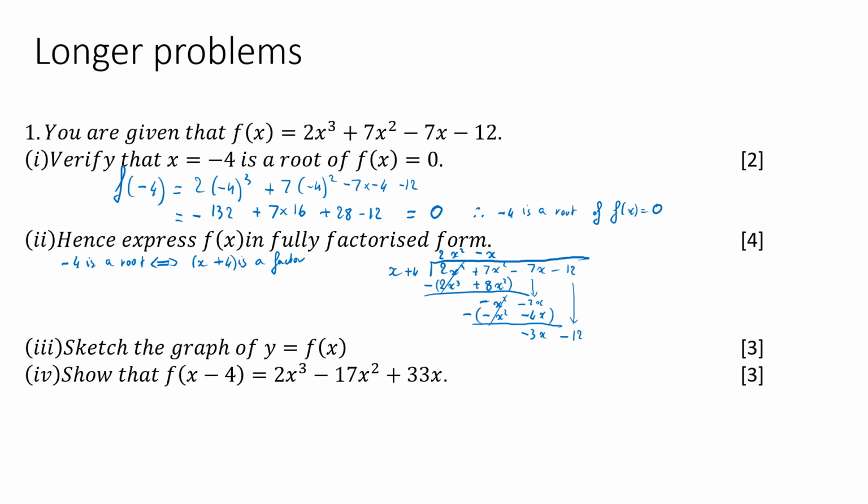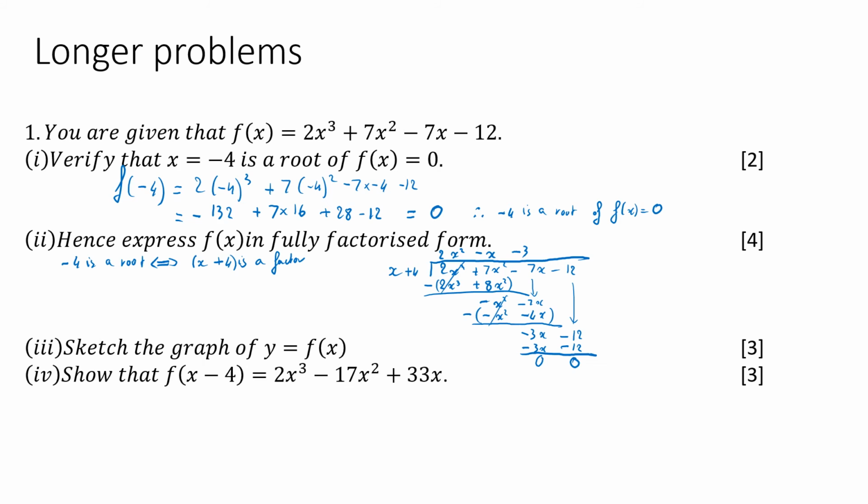I've got minus 3x as my lead term, and I divide that by x plus 4, so I really need to divide by minus 3. Minus 3 times x is minus 3x, minus 3 times 4 is minus 12, and then when I subtract here, I get 0 and a remainder of 0. If I did not have a remainder of 0, I would have had a problem and an error somewhere, because if x plus 4 is a factor, then your remainder must be 0. I have done the algebraic division.